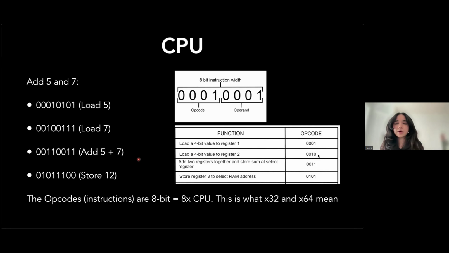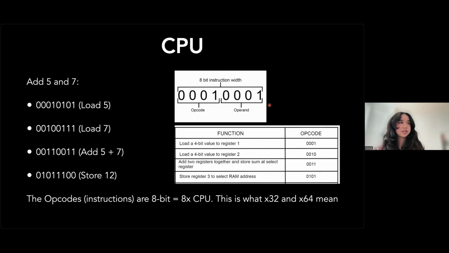Now, these binary instructions are called opcodes, and in this case, they are 8 bits, which means that our CPU in this example is an 8-bit CPU. And you might have seen this in software. When you're downloading software, sometimes it says x32 and x64, and that's all it means. So a 32-bit CPU is going to understand instructions that are 32 bits long, and a 64-bit CPU is going to understand instructions that are 64 bits long.